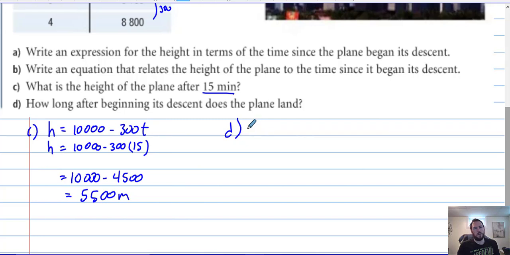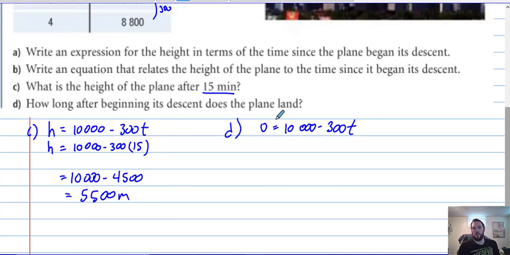So in a question like this, we're not really given a number, but we're left to interpret what the number is supposed to be. What does it mean to land? Well, it means that the height is actually 0. So in this case, instead of being given a time, we're given a height. So 0 equals 10,000 minus 300t. And we're being asked to solve for time.